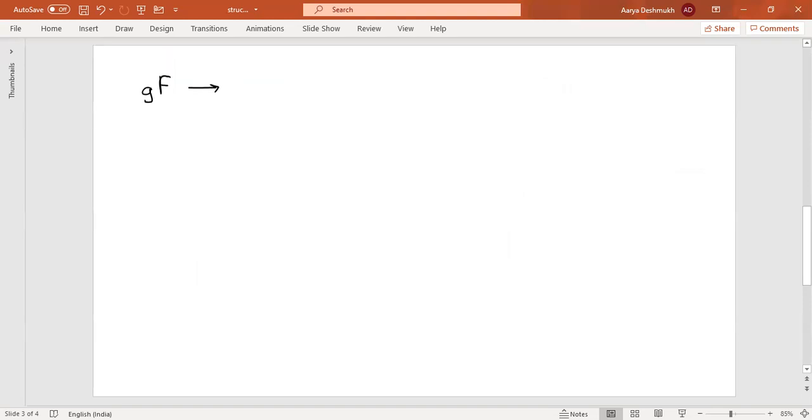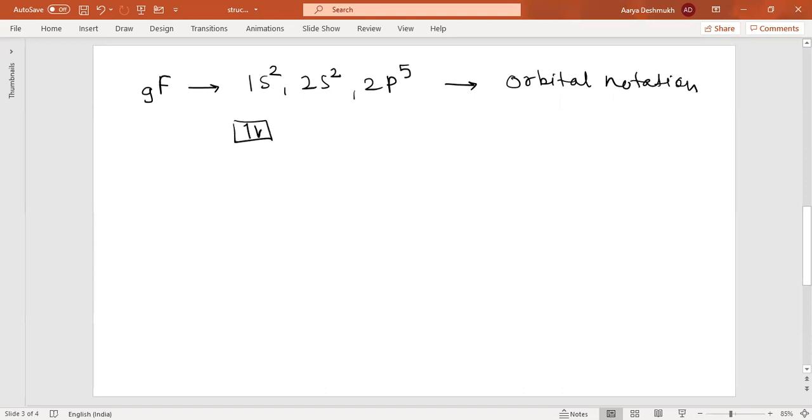So you can write the electronic configuration as 1s2, 2s2, then there will be 2p5, isn't it? Now for this one, this is the orbital. If you write this way, this is called orbital notation. And the same thing you can write in a box diagram like this, 1s2, 2s2, and then 2p5.